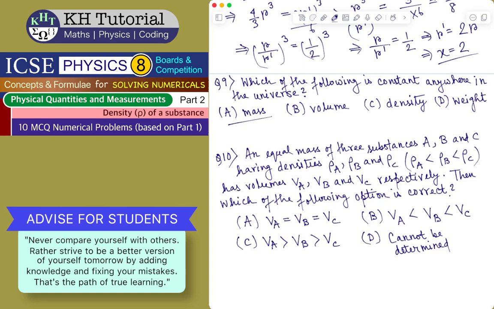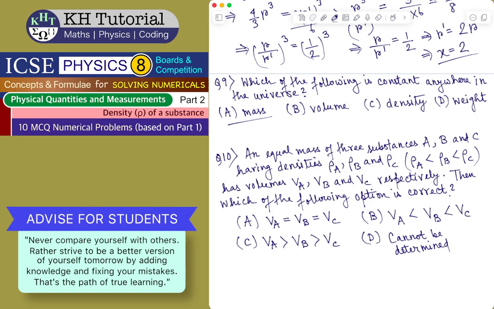Whether you heat or cool the substance, or you deform the substance, you take it anywhere, you change the location, mass always remains same. Mass can only be changed if you add more content of the substance. More content means more particles, or remove some content, that is remove some particles from the substance. Then only mass can change. Otherwise mass always remains the same.